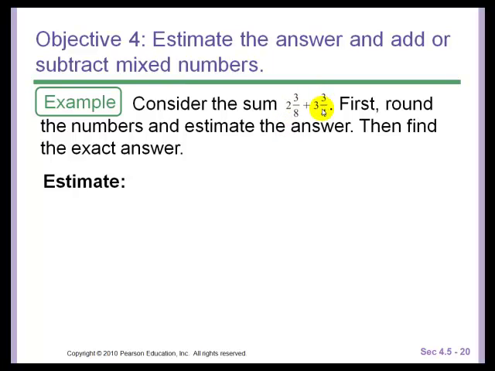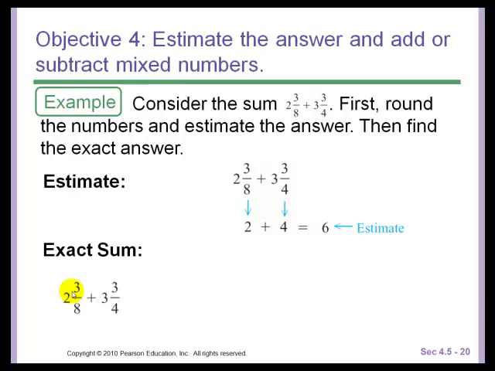If you always convert to improper fractions, you don't have to worry about it. So first, let's estimate 2 3/8 plus 3 3/4. 3/8 is less than half, so that rounds to 2. 3/4 is more than half, so that rounds up to 4. So 2 plus 4 is 6.